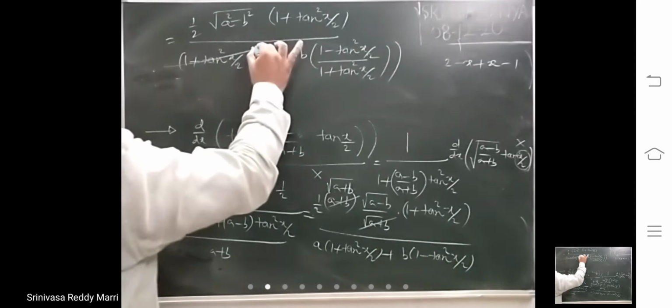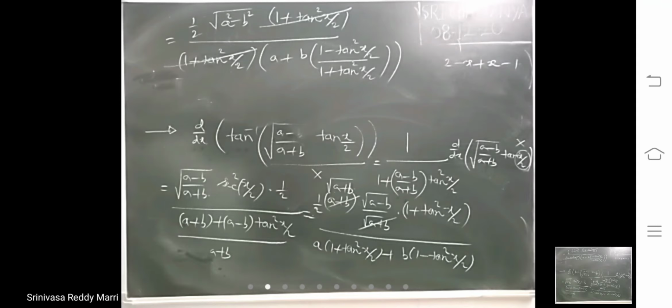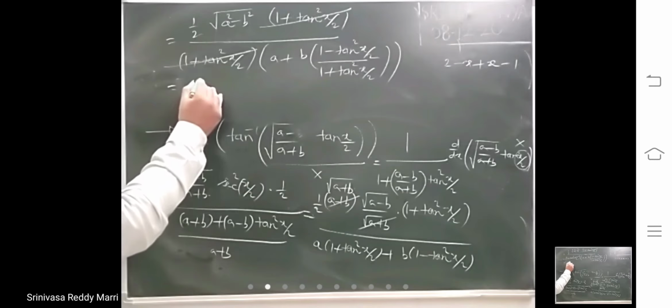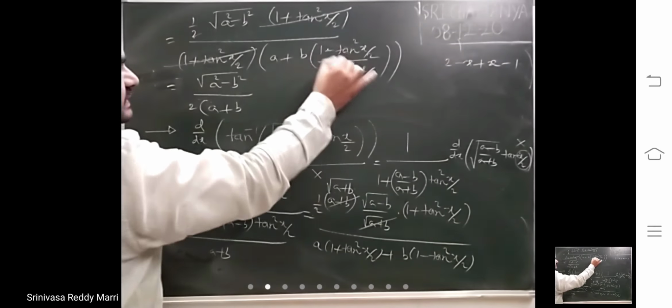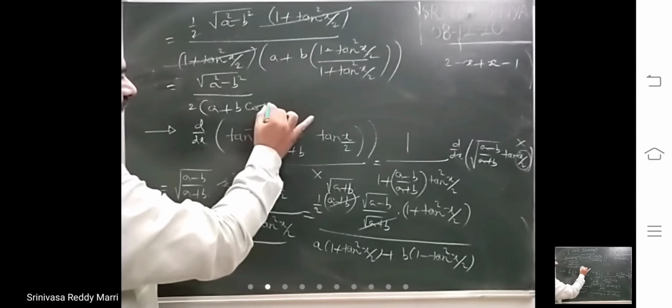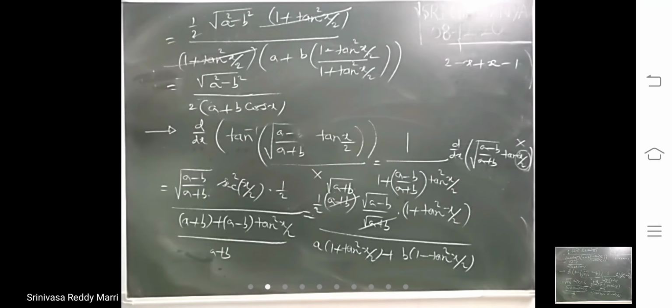Now you know the formula: (1 minus tan square a by 2) divided by (1 plus tan square a by 2) is cos a. That means that is nothing but cos x. So the answer in simplified manner, with this 2 coming down, is a plus b, this is cos x by the half angle formula. So this is the simplified answer. Like that, after doing the derivative, you have to convert it into the answer he is asking.